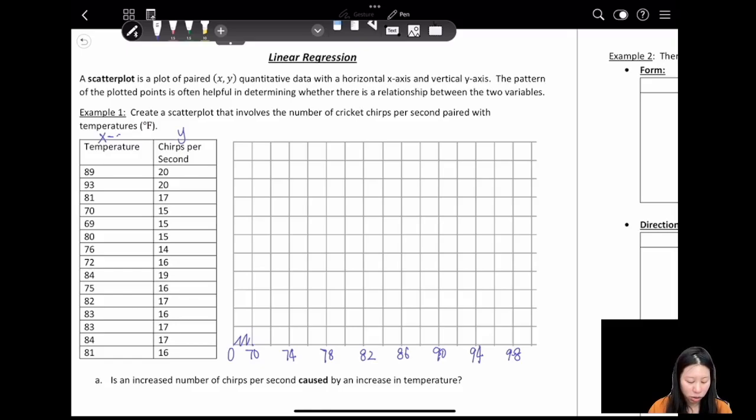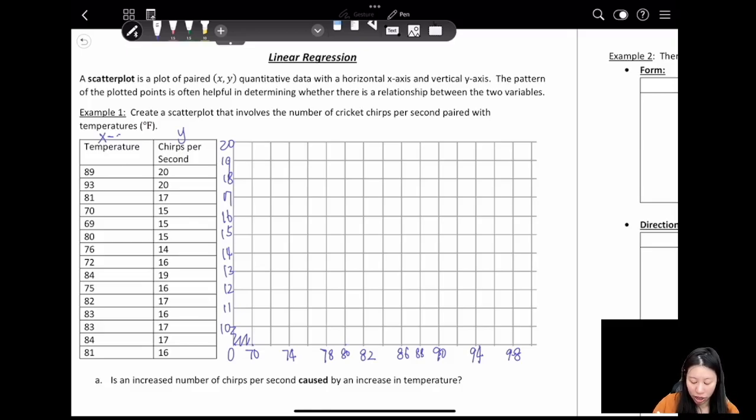Again, so the range is from what? 14 to 20, right? So maybe we can start with the line of break, and then 10, 11, 12, 13, 14, 15, 16, 17, 18, 19, and 20. Now we label every point. So the first point is when the temperature is 89, the chirps per second is 20. So we found 89.